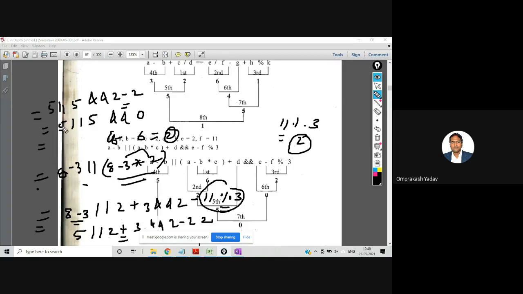Now we are remaining with only two operators, that is OR and AND, and the logical AND has higher precedence than the OR. So we're going to solve this one first. If we check this one, 5 with 0, this is a false value.